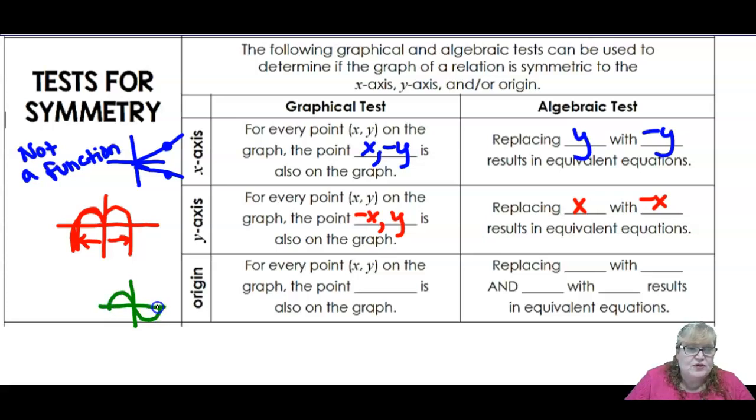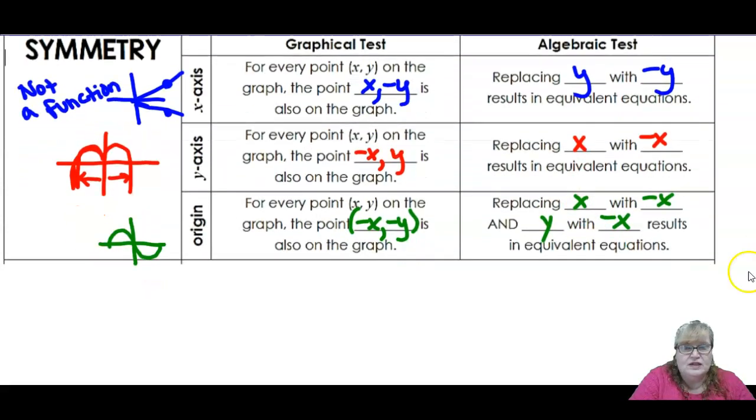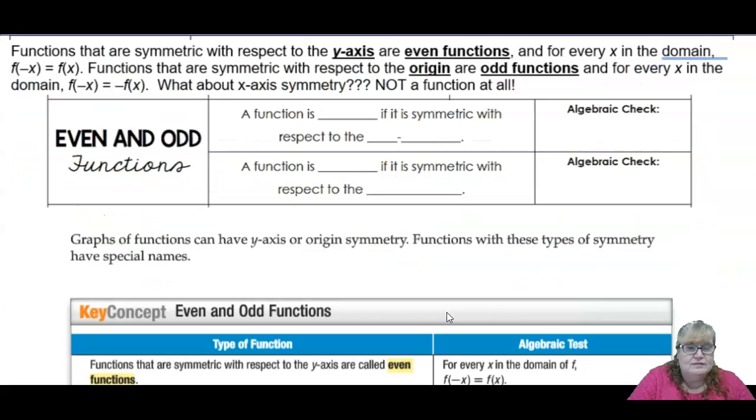Okay, so for every x, y, when you change the sign on both, so if we went -2, +4, we would go +2, -4. So you would change the sign on both, and that would still be symmetric, or still be equivalent. So replacing x with the opposite of x and y with the opposite of y results in an equivalent equation. All right, pause if I went too fast there, but this is what you need to memorize, okay?